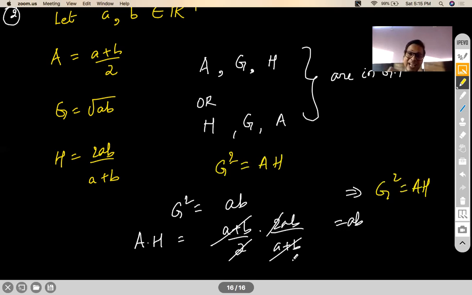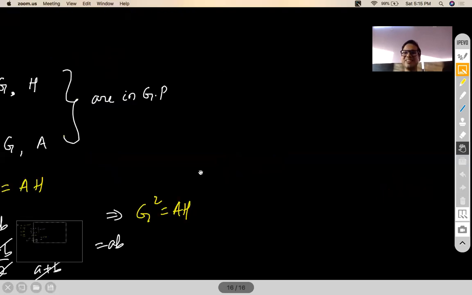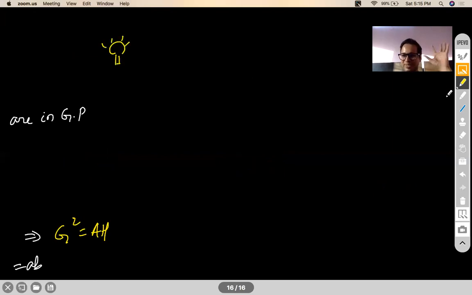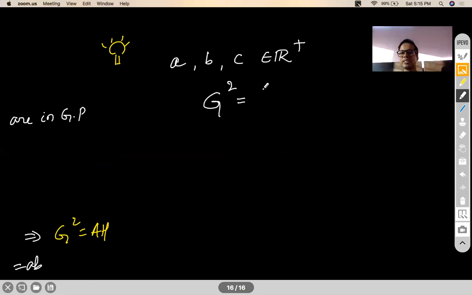Got it? Now a natural question will arise in your mind. Sir, can I say the same if there were more than two numbers? So let me ask this as a question to you. This is a thinking point. If we have, let's say, A, B, C as positive real numbers, can I say G square equals A into H? I hope you all know what G is for this. G will be the cube root of ABC, and the square of that will be G square. Can you say this here?